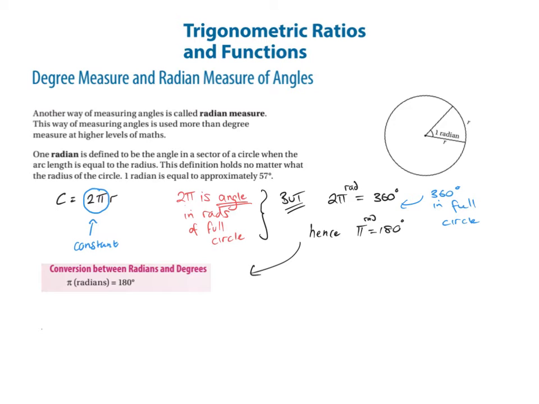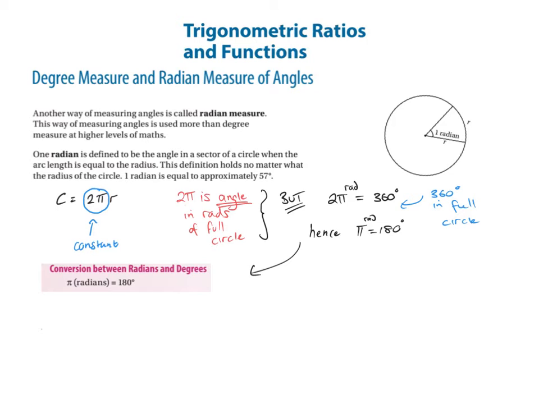Now this definition holds no matter what size the circle is, and if you actually calculate this into degrees, 1 radian is approximately 57 degrees, so roughly 57 degrees. So I want to have a look at something else here. If we look at the whole circumference here, it is given by 2 pi r, where this 2 pi is a constant because pi is just 3.14 and so on.